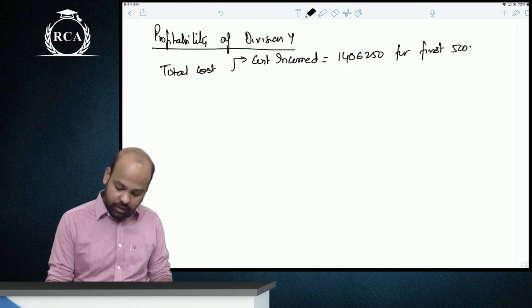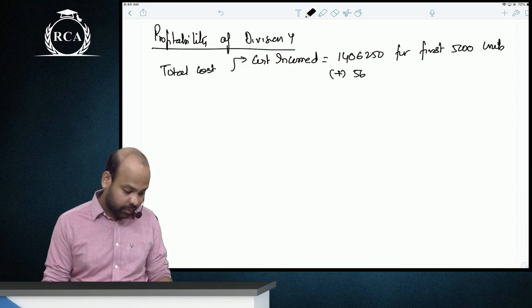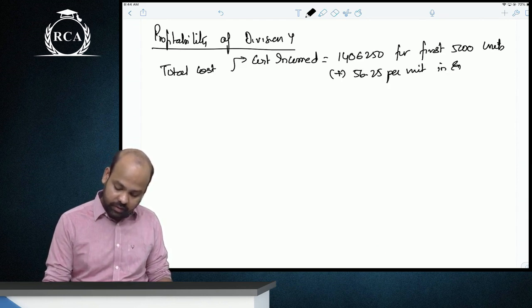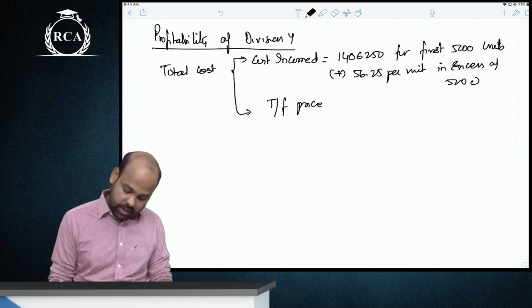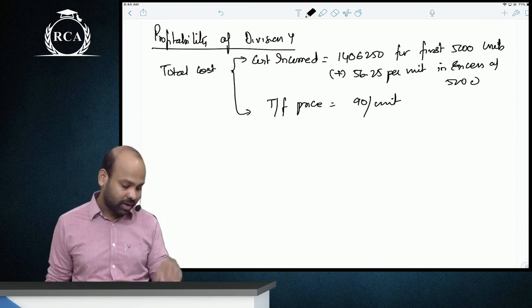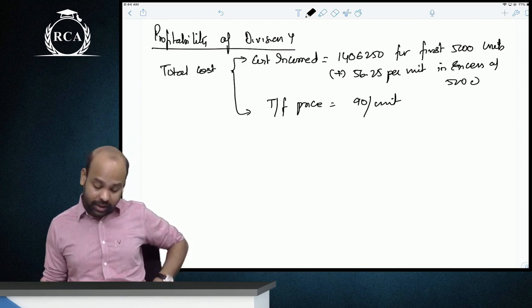plus an additional 56.25 per unit in excess of 5,000 units, plus there is the transfer price of 90 rupees per unit. Please do not forget, you will have to take both of them into consideration. You cannot ignore them.